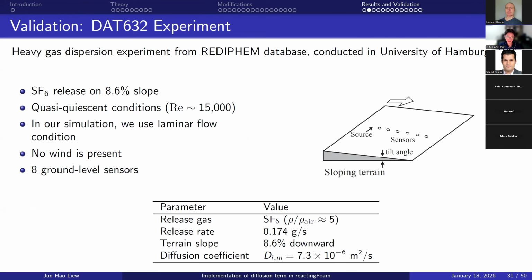So this experiment was conducted at Hamburg University in 1995. It's in the wind tunnel, and it's a continuous release of sulfur hexafluoride down an 8.6% slope. The flow condition is quasi-quiescent, which means it's sort of laminar, but not really laminar, with a Reynolds number of 15,000. So in our tutorial here, we're going to use laminar flow. No wind is present, and then below we have all the parameters here, using this diffusion coefficient here.